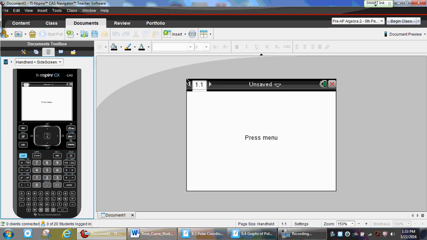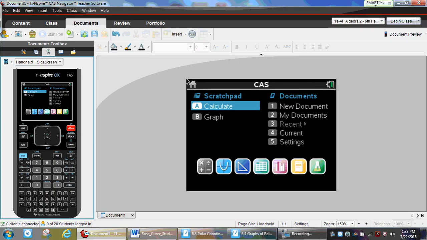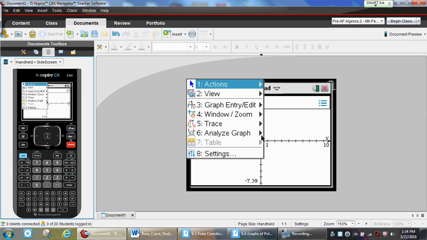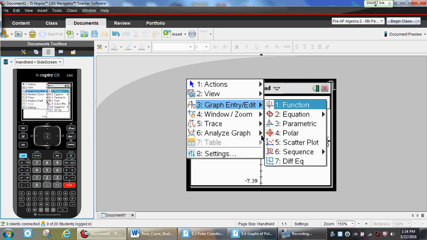Okay. So make sure you all have a calculator. All right. Now, of course, we're going to go to graph. And then we're not going to enter a function. We're going to use a different type of graphing. So we need to go to menu, and then number 3 for graph entry. Polar. Yes, polar. We're going to use parametric in chapter 10. Okay, enter.